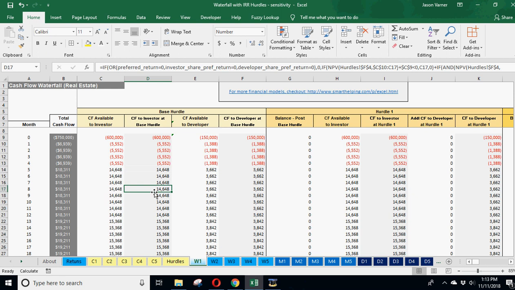So you can see here, this is just checking. You can see the net present value formula. It's checking if the cash flows up to this point to the investors is less than the hurdle rate. If it is, it is just multiplying the cash flow to each by the hurdle. So you can see this is 80-20, 80-20.